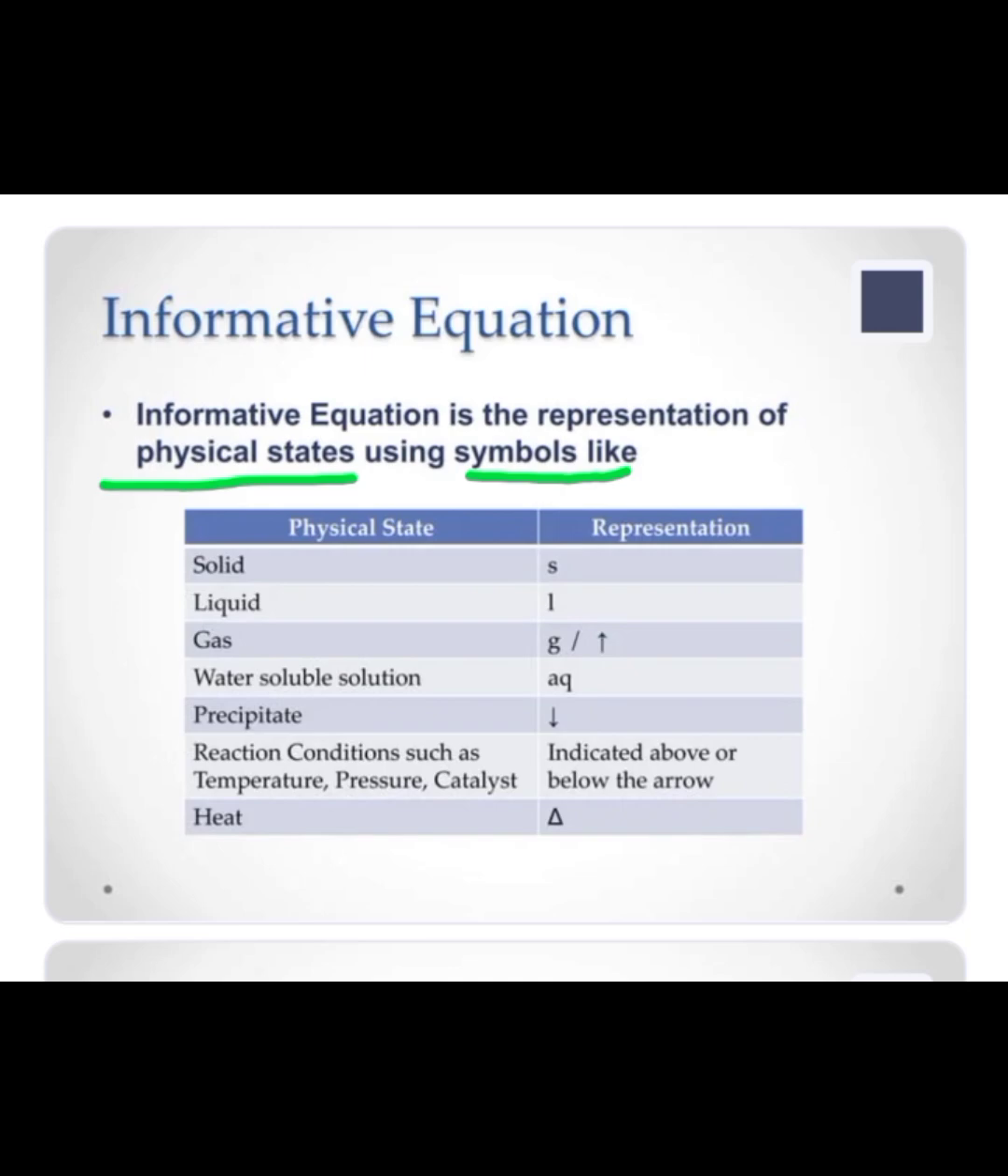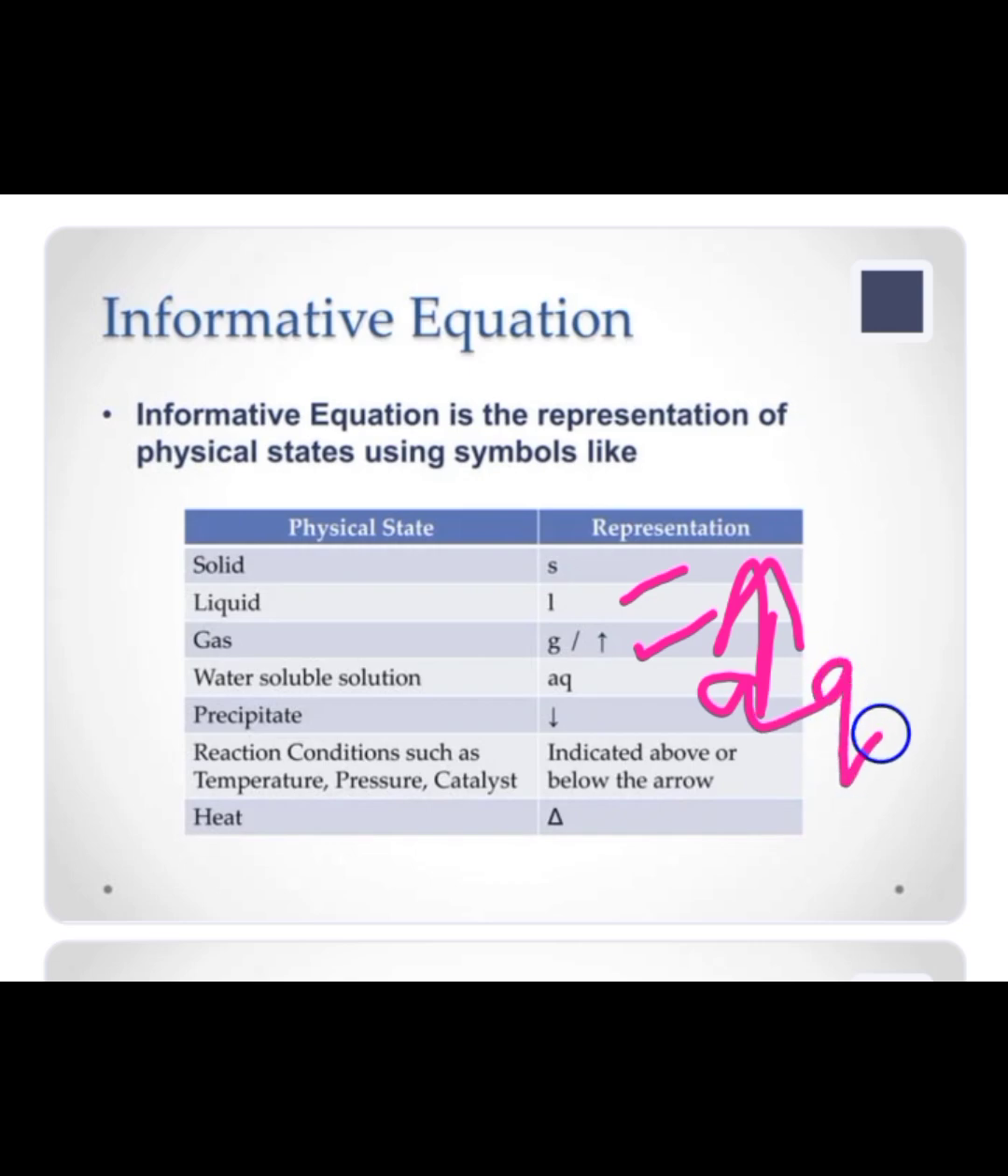First of all, for solid state, small s is written. For liquid, small l. For gas, you can represent g. And for gaseous substances, we can indicate the upward arrow. It means the gas is escaping out from the process. Next is the water soluble solution. Water soluble substances can be indicated by aq, aqueous. It means it is present in molten form.